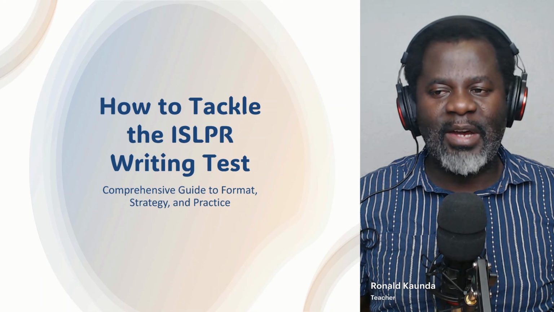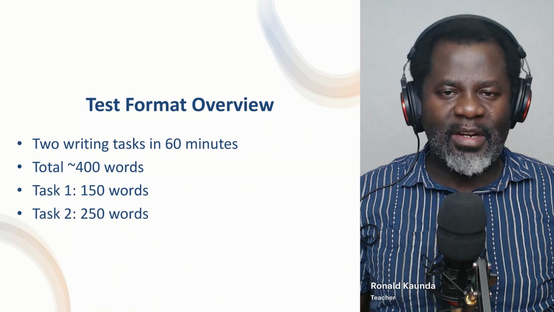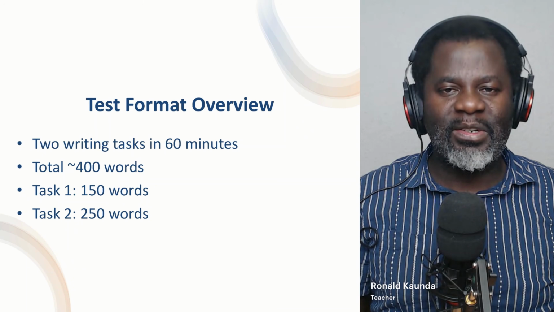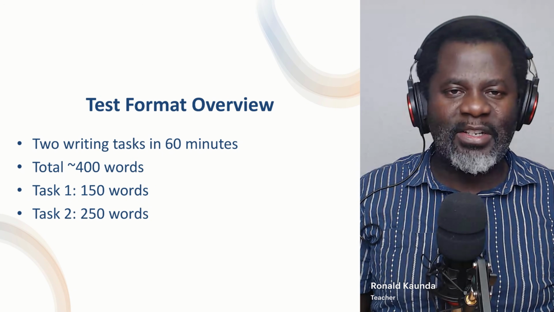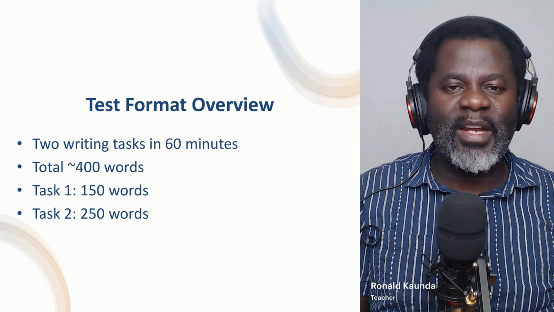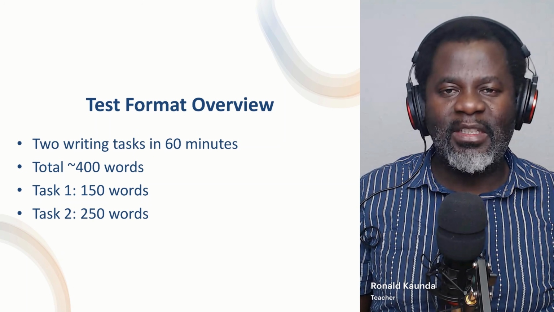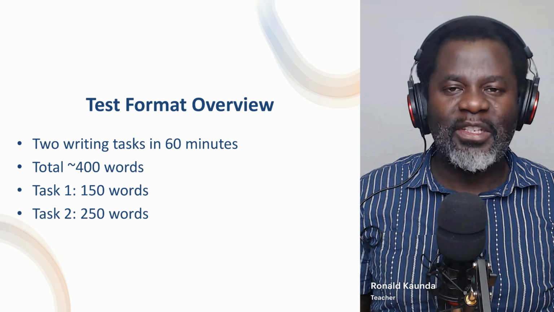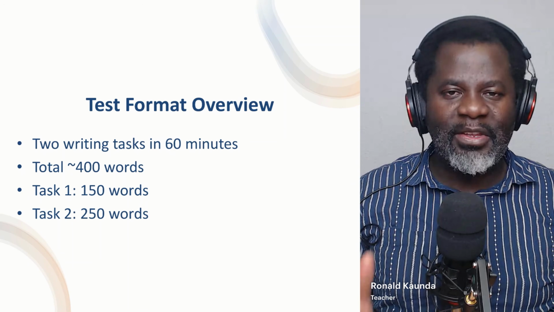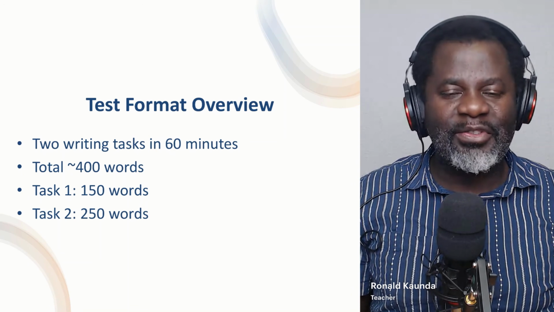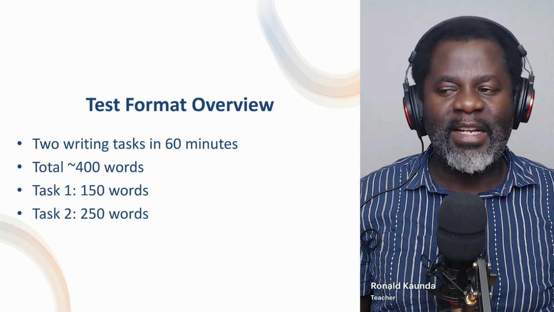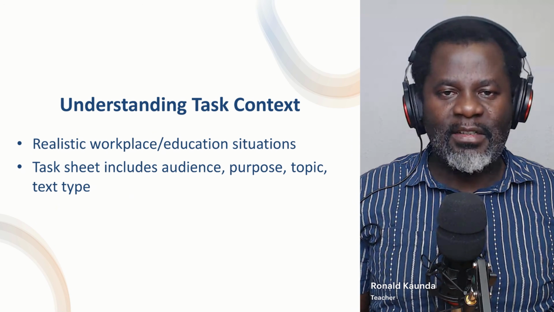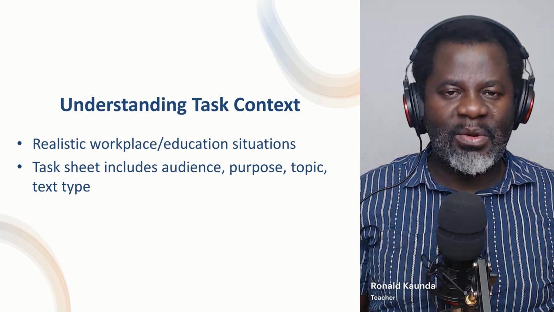So let's go with how to tackle the ISLPR exams. Now, let's begin by talking about the format. The format of the exam is in such a way that you write it in 1 hour, 60 minutes. And in this 1 hour, you're expected to write 400 words. The first task is about 150 words. The second task is about 250 words.